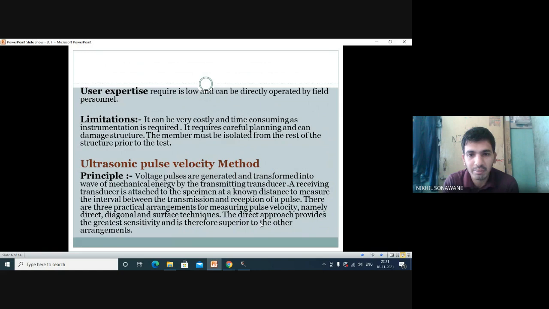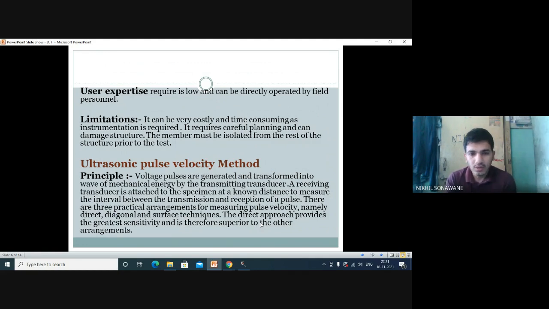Then there are certain limitations. It is very high cost, as advanced technology has been used in it, and it is also time consuming, because the instrumentation handling requires some time. Prior planning is required, like the members which we do not want to test should be kept isolated from the ones which we have to test. Then there are certain precautions we have to take in this.